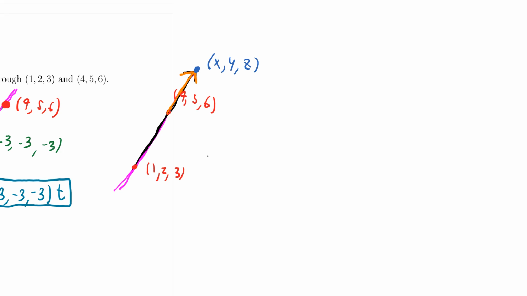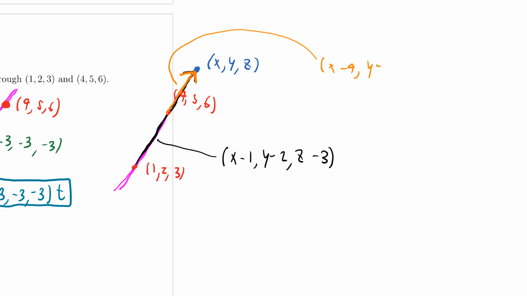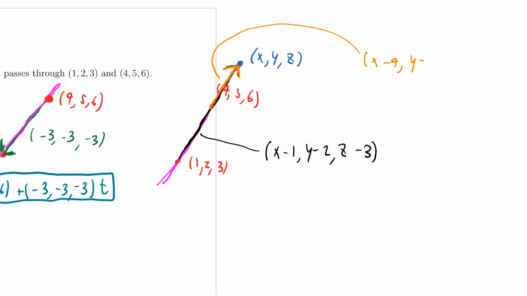So what is my black vector? The black vector is going to be x minus 1, y minus 2, and then z minus 3. And then how about my orange vector? The coordinates of my orange vector are going to be x minus 4, y minus 5, and then z minus 6. So here I have the coordinates of my black vector and also of my orange vector.